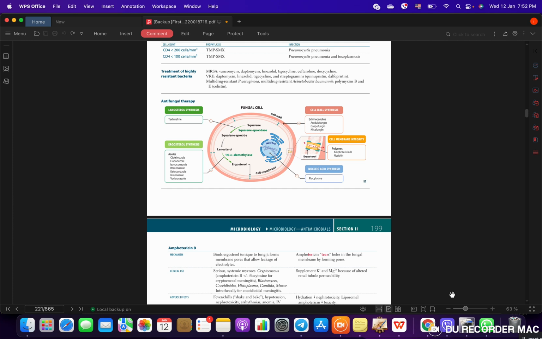Guys, getting a fungal infection is not rare. Among all of you attending the class today, 90% of you will get a fungal infection during your lifetime. Almost all of us are exposed to at least one fungal infection during our lifetime, and sometimes it could be more than once.